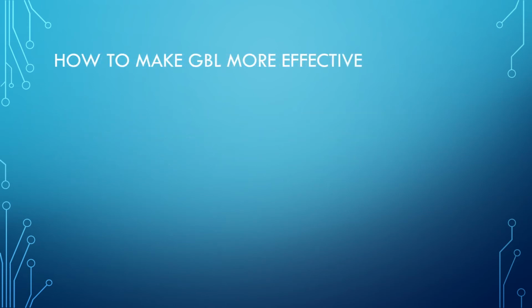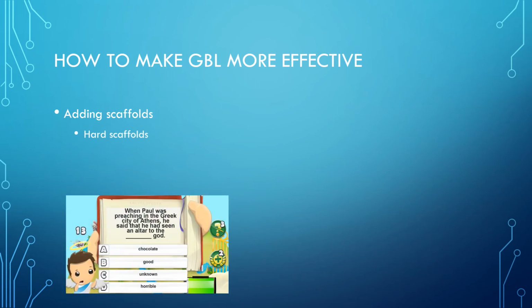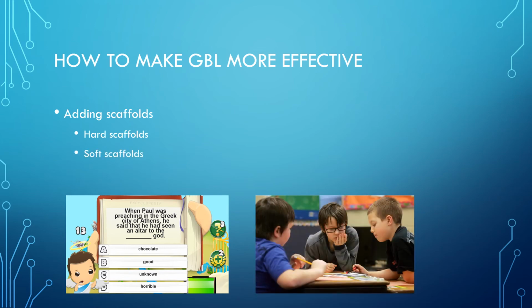So how do we make game-based learning more effective? Adding scaffolds was a thing that we saw a lot on the way through, and that would be hard scaffolds like the picture below, putting questions directly into the game, and soft scaffolds like the picture here where they collaborate and talk to each other about what they're doing.